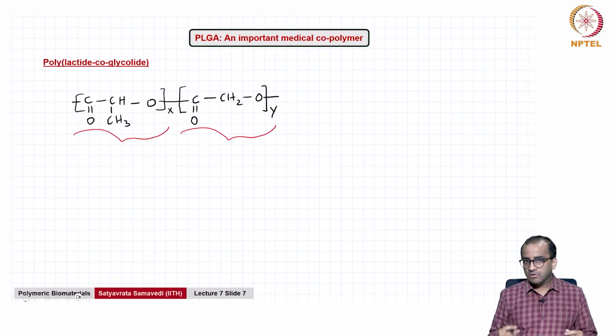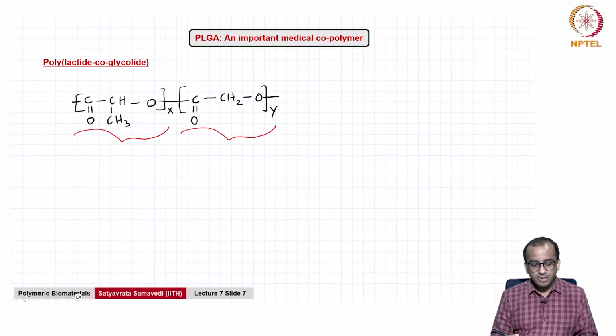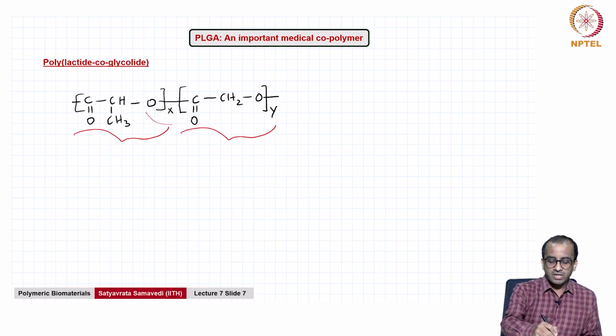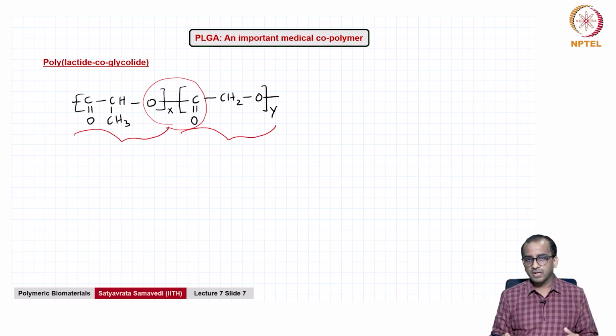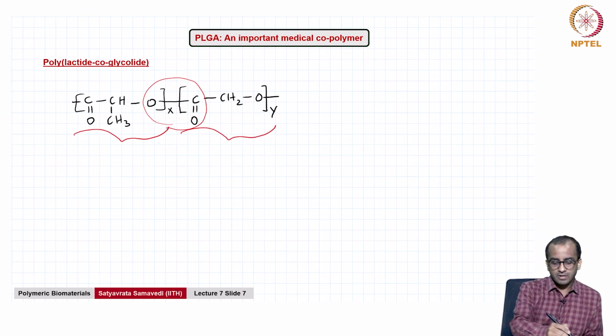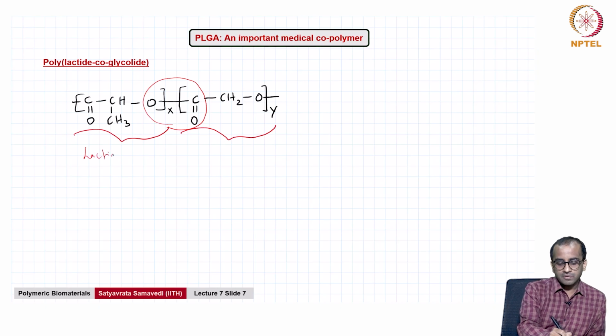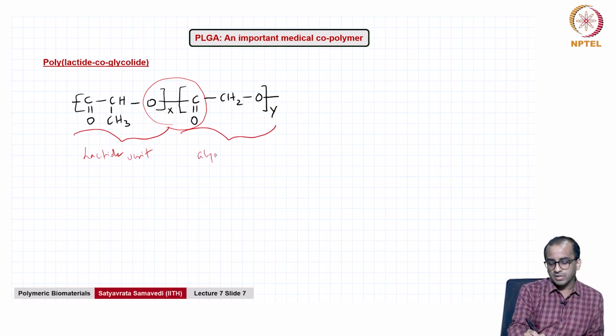Now would be a good time to pause and look at PLGA in slightly more detail, which, as we have already seen, is a very important medical copolymer. So, shown here is the structure of the PLGA. Right away, what you realize is the polyester. The ester group is very prominently seen here. This is the lactide unit. This is the glycolide unit.